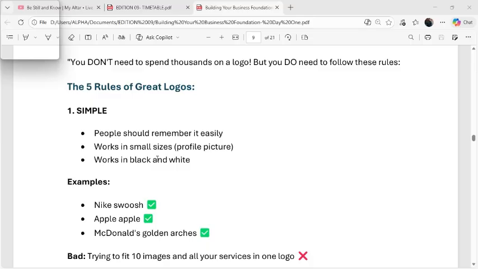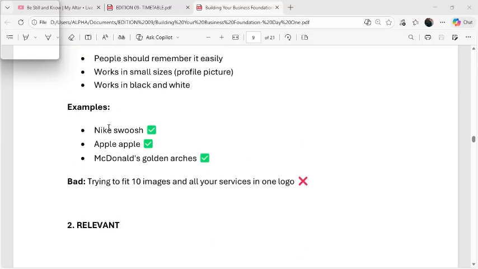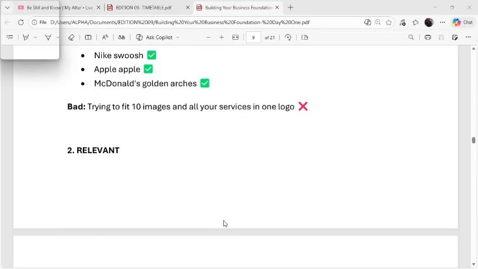Now, examples. Let's look at this. There is the Nike whoosh, Apple's apple, McDonald's golden arches. You do understand, these things can be on a white t-shirt, on a black t-shirt, on anything, any customizable item that the business is going to decide. So trying to fit 10 images and all services in one logo, my friend, that's a turn off. Don't do that one.